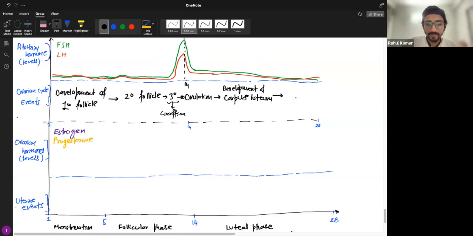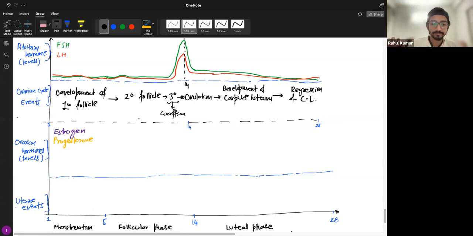and after some time it degenerates. So it's called development of corpus luteum and then degeneration or regression of CL, corpus luteum. So the events are clear. At day 28, it degenerates completely and a new cycle begins. So the other ovary chooses another follicle, starts developing it into primary, secondary, tertiary, releases secondary oocyte, develops corpus luteum, and then corpus luteum degenerates.